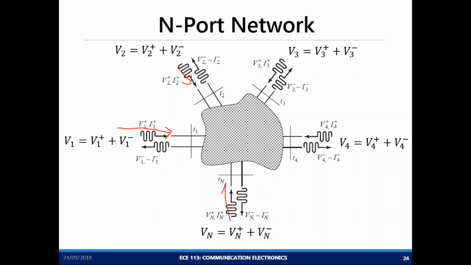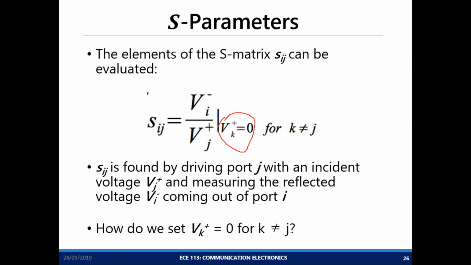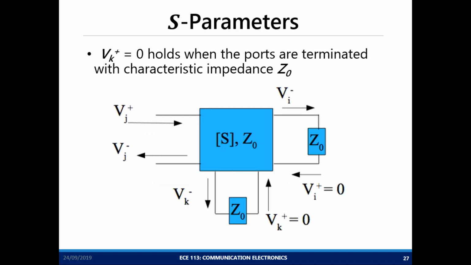You need to force the other inputs from the other ports to be zero. So this will be cancelled, cancelled, cancelled, and cancelled. So you'll be able to measure the wave going out here, plus the wave going out here, plus the wave going out here, and the wave going out here, and the wave going out here. And to force them to be zero, you need to match that part. So this is zero if all the other ports are matched by the characteristic impedance Z0.